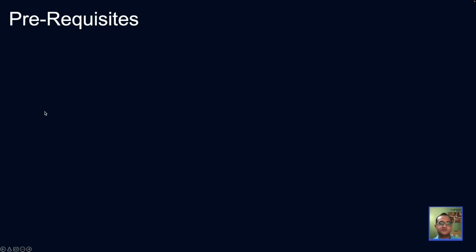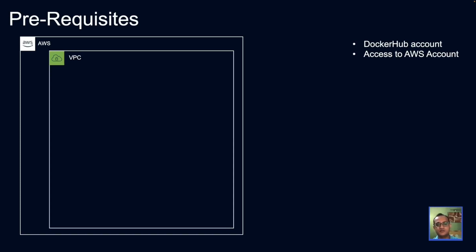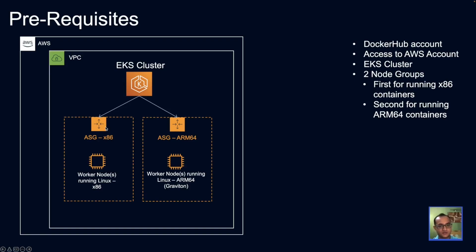Now let's look at prerequisites. We will need a Docker Hub account to store our container images. In this demo, I am using public repository, but that's not advisable for enterprise or production use cases. We will need AWS account to host EKS cluster, and within that we will need to have a VPC. An EKS cluster will be required. This cluster should have two node groups. One node group will provision ARM64 worker nodes, and the second node group will provision x86 worker nodes.